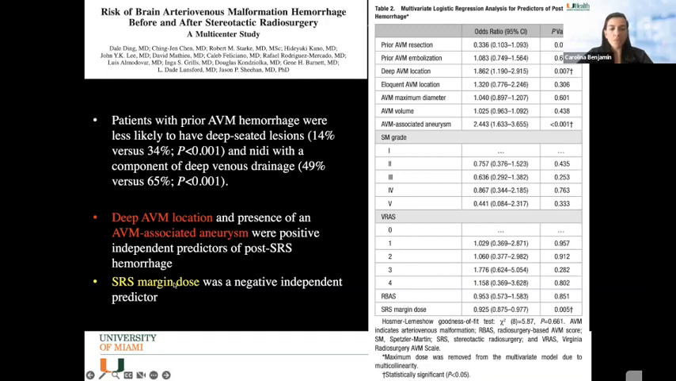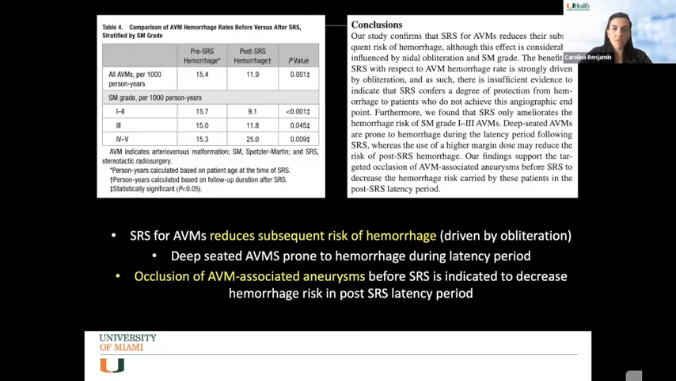Importantly, and I think this is something we see pretty consistently throughout all the studies, the margin dose was a negative independent predictor. So if you have a lower margin dose, you're going to have more difficulty obliterating the AVMs. So this is the pre-SRS hemorrhage and the post-SRS hemorrhage, and you can see that for all the Spetzler-Martin grades, the hemorrhage rates were significantly different and improved after SRS. I think this is a nicely done multi-center study that shows us that SRS for AVMs does reduce subsequent risk of hemorrhage. And this is, again, importantly driven by obliteration.